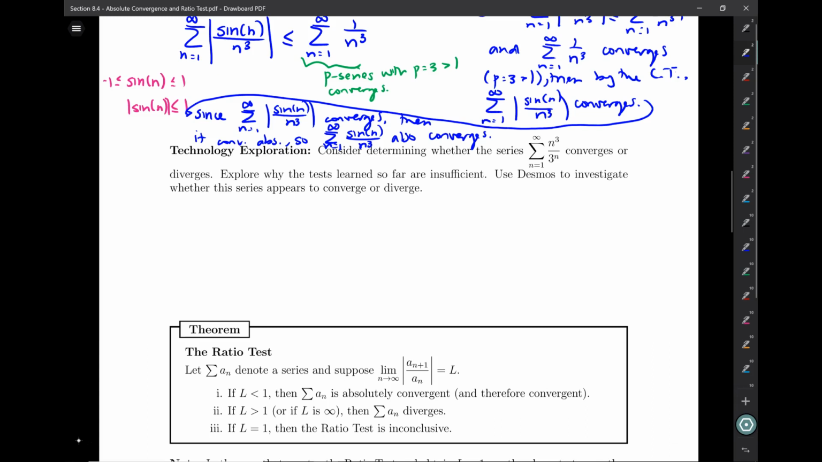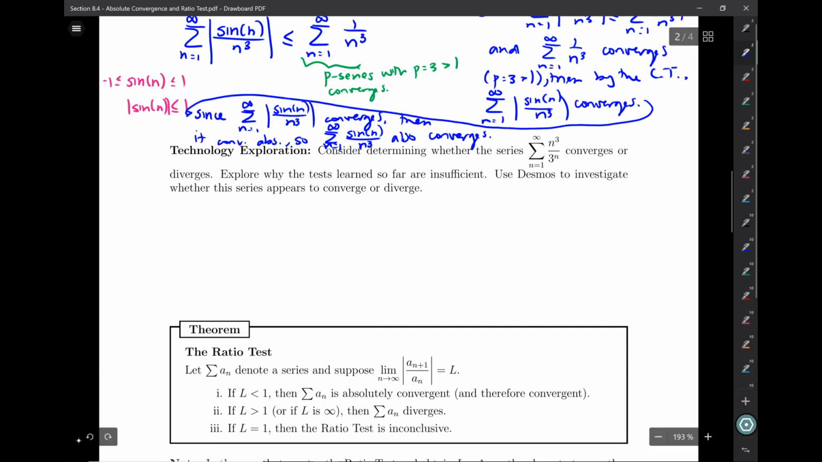Let's do a technology exploration. So consider determining whether the series n cubed over 3 to the n converges or diverges. Let's explore why the tests that we've learned so far are insufficient, and then let's use Desmos to investigate whether this series appears to converge or diverge, to just give us an idea of how we can approach showing that this series converges or diverges. Notice this one is not an alternating series.